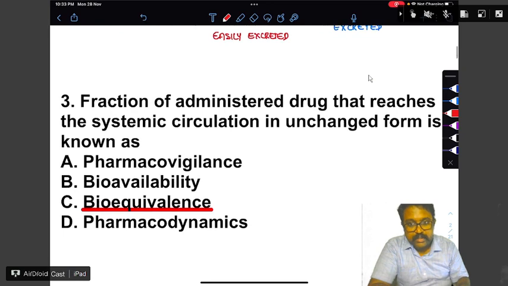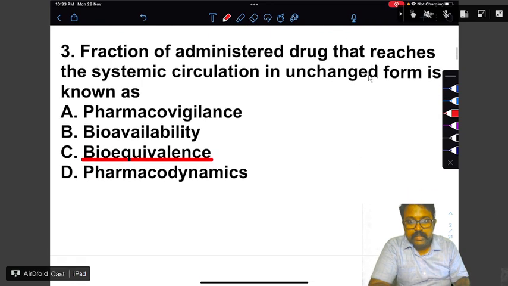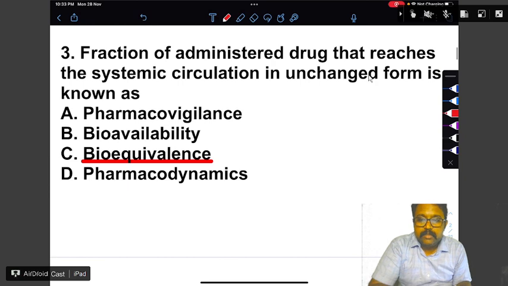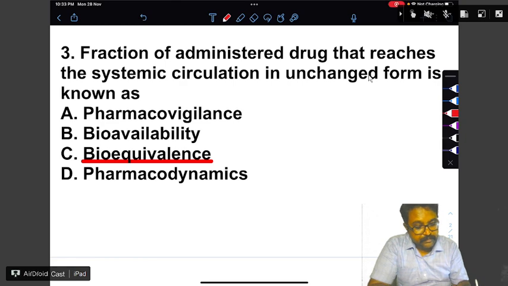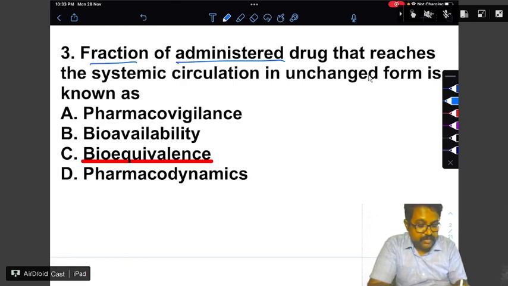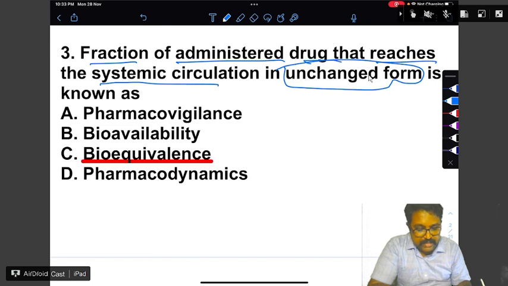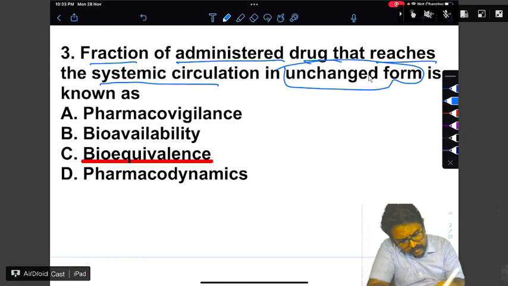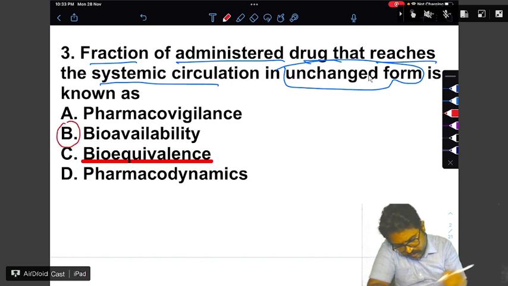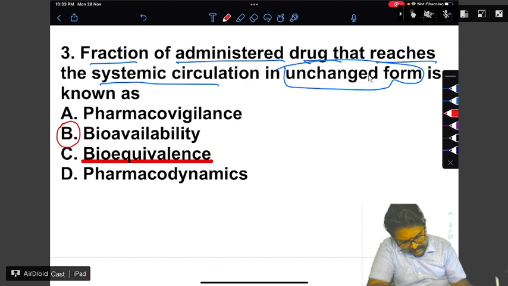So next, moving on to the third concept, that is the fraction of administered drug that reaches the systemic circulation in an unchanged form. It is a direct question. Please remember, this is the definition of bioavailability. So what is the definition of pharmacovigilance?